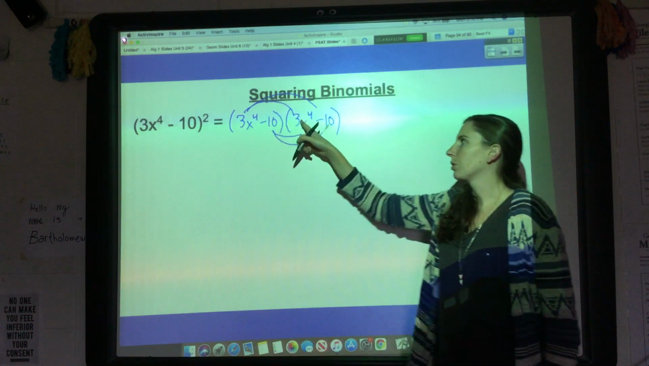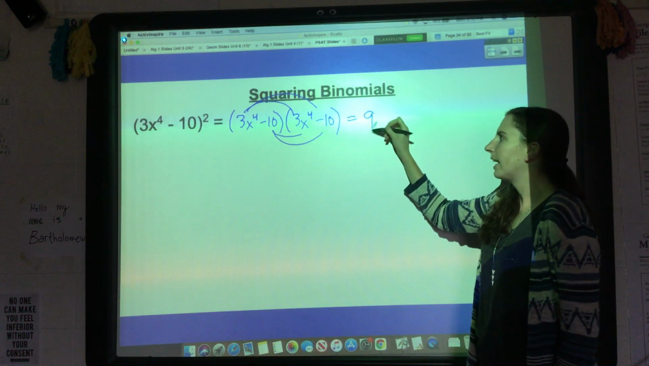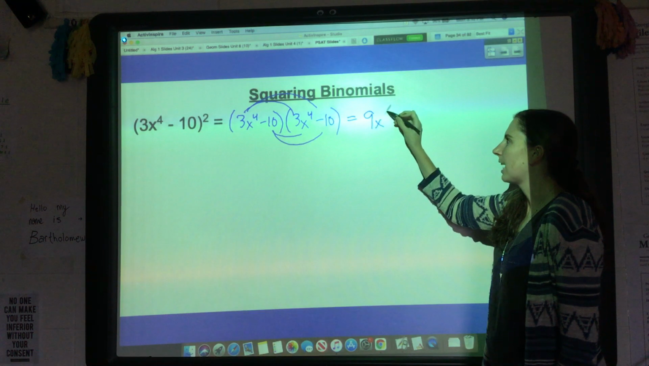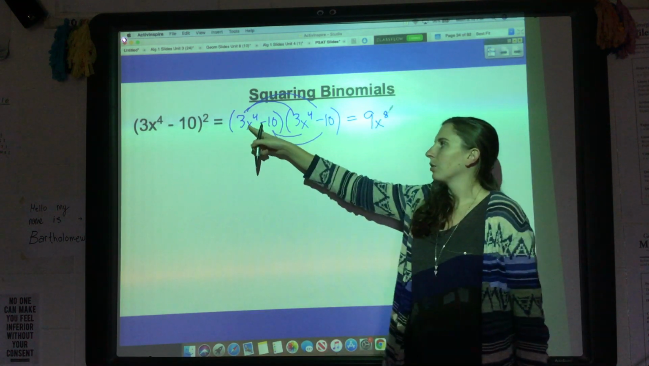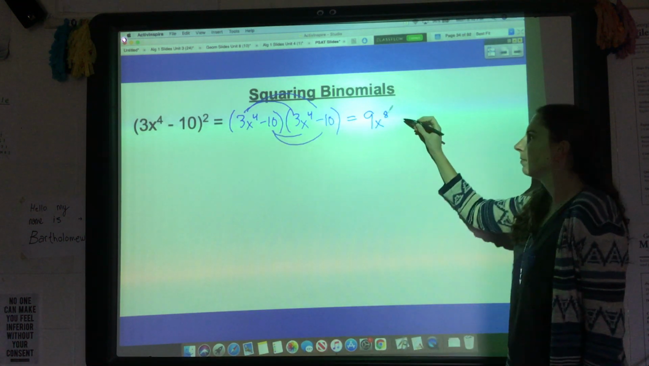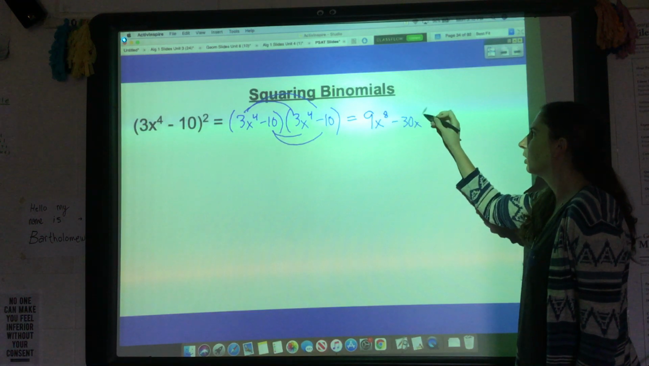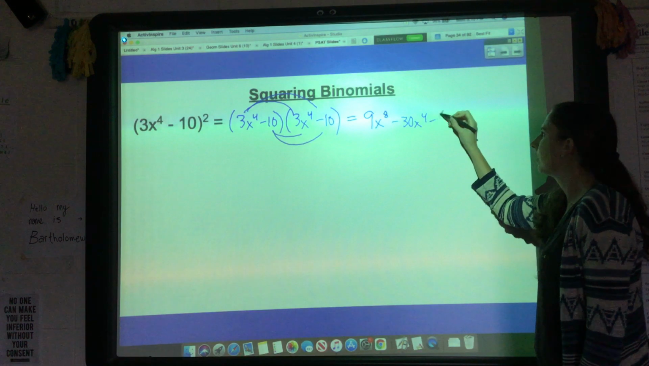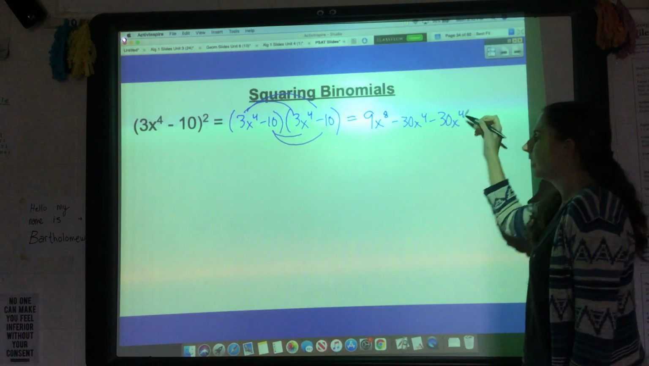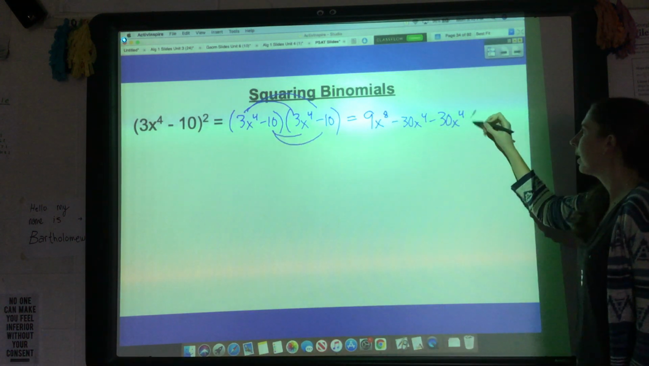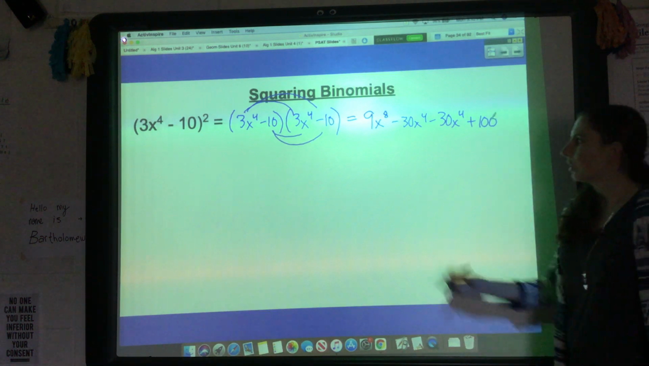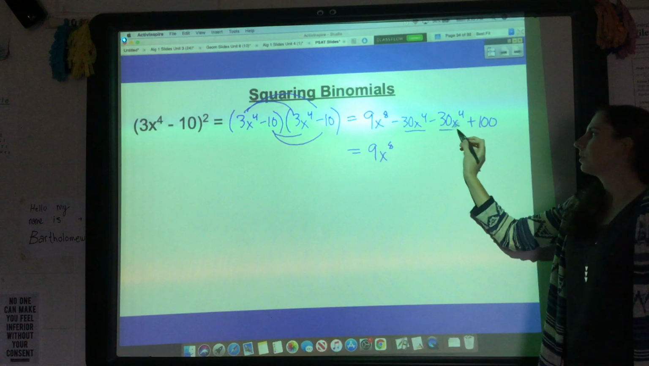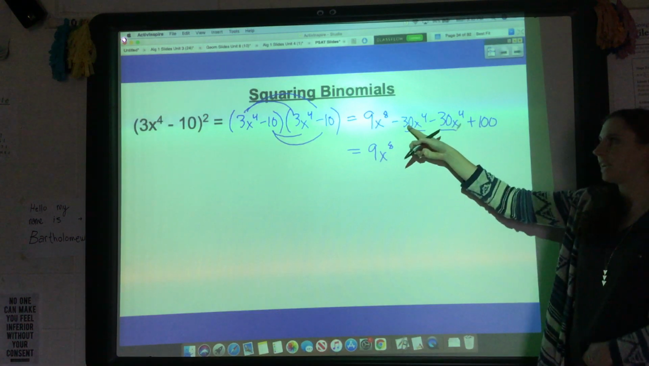3x to the 4th times 3x to the 4th gives you 9. And then if you have 4 x's and then another 4, you now have x to the 8th. 3x to the 4th times negative 10 is negative 30x to the 4th. This is also negative 30x to the 4th. And then negative 10 times negative 10 is positive 100. And we're almost done. These two in the middle are like terms. They don't cancel. If you've got negative 30 and another negative 30, you get negative 60x to the 4th.